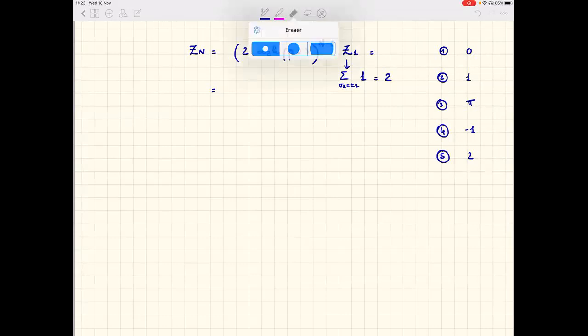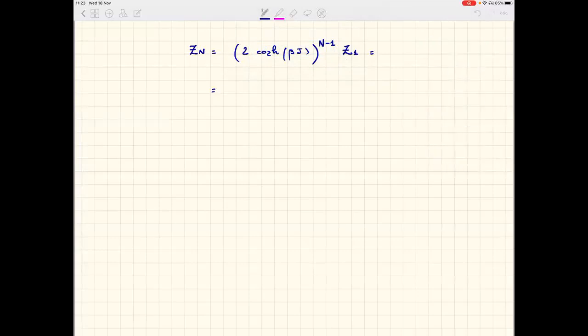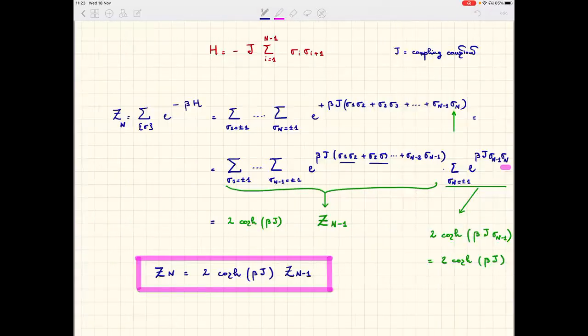So there are two questions. Who is first? Okay, I will ask. About what you said, that the zeta n is not equal to the product of the sum. I didn't get why, because I think what you wrote is exactly the product of the sum of exponential beta j sigma i minus 1 sigma i. You see what I mean?